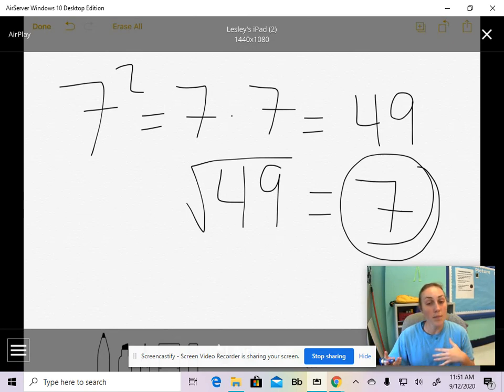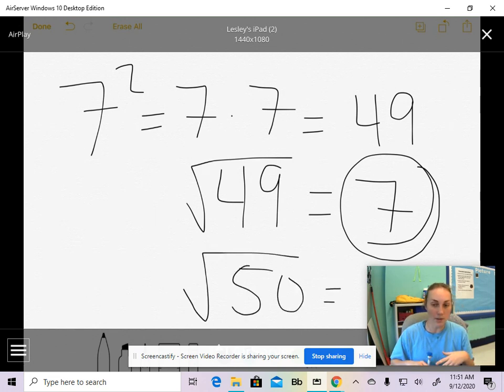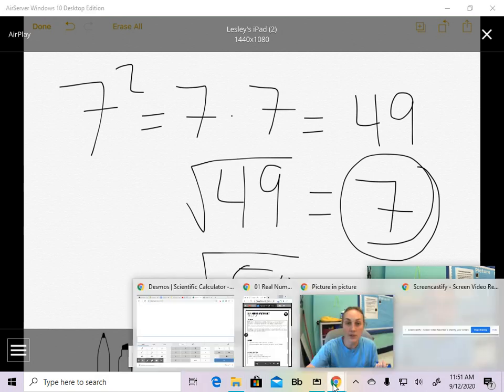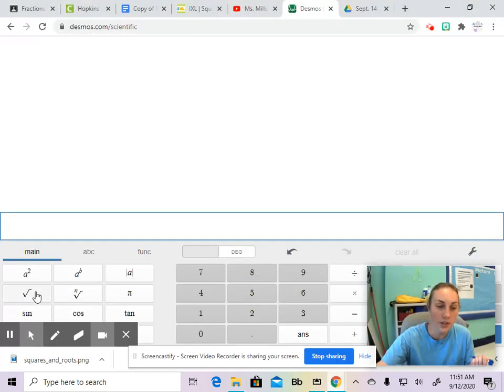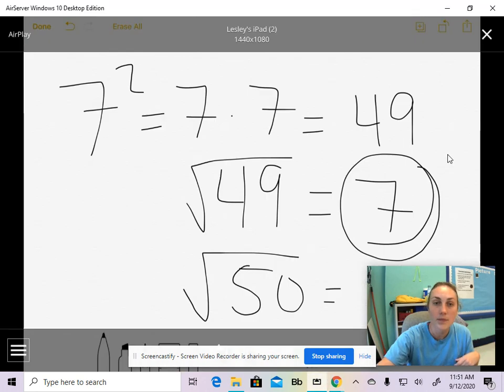An example of something that wouldn't be a perfect square would be the square root of 50. It's just one number up, right? But if you go to your Desmos calculator and take the square root, which is this button right here, the square root of 50 would be this huge long decimal number. So that means that 50 is not a perfect square, because if you square rooted it, you would not get a whole number. You would get a number and then a bunch of decimal numbers behind it. So a perfect square would be, when you square root it, you get a whole number just by itself. I hope that helps out with the Google Forms.